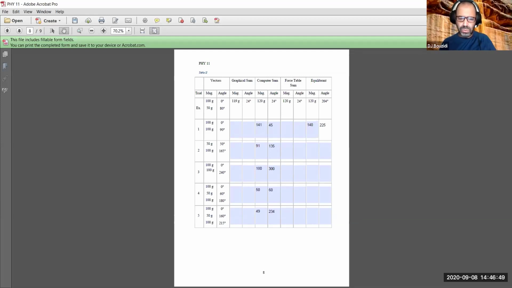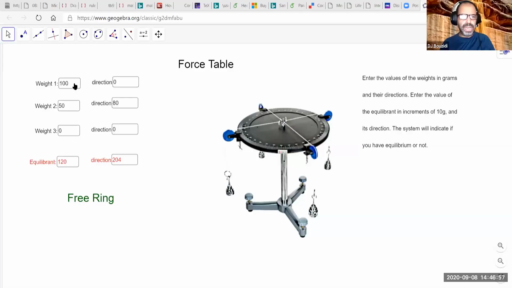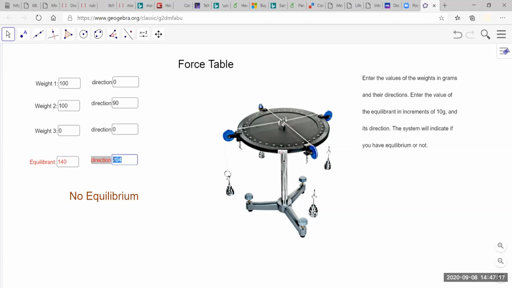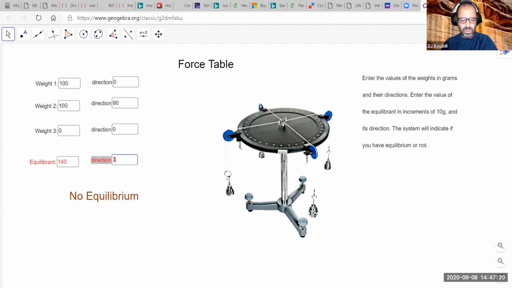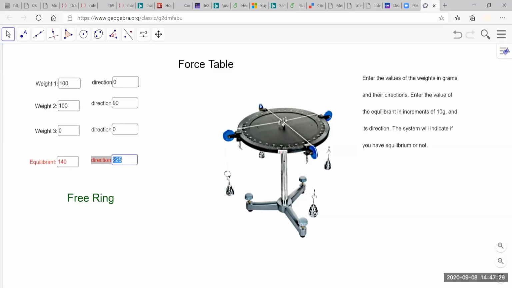So let's go back into GeoGebra now. Let's stop sharing the screen and take that data with us to GeoGebra. So we said 100 and 0. What was the other value? The other vector, 190. And we predicted the sum to be 140 because we can't do 141. That's the equilibrant. The sum direction was 45 degrees, we added 180 degrees to it, so it's 225 degrees. And the ring is free, which means we really have equilibrium. Correct? Yes. So this part is fine.